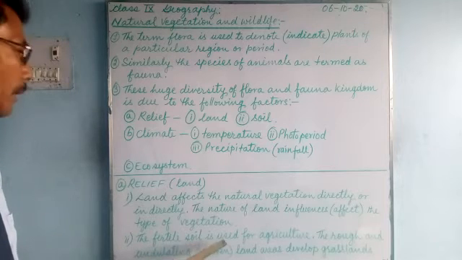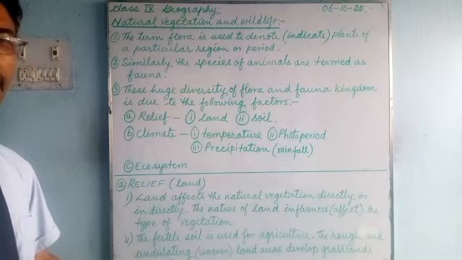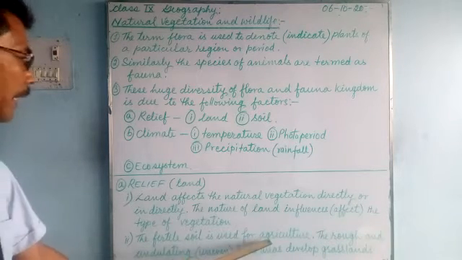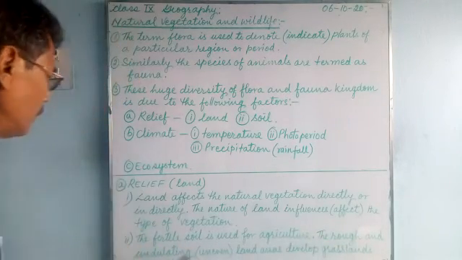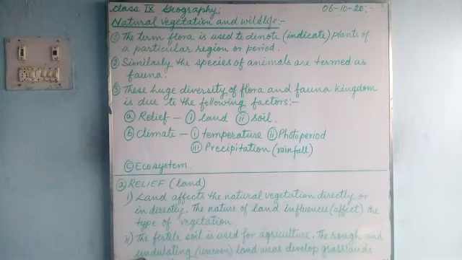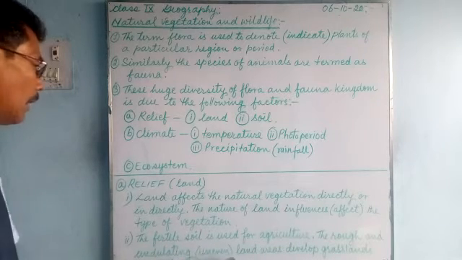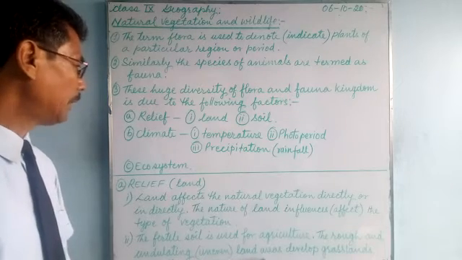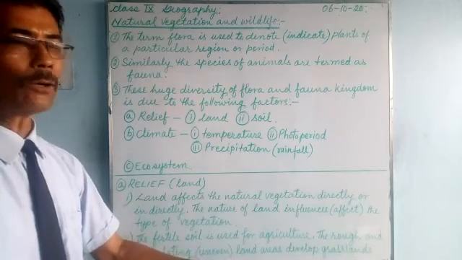Now second, the fertile soil. Generally fertile soil is used for agriculture. Human beings settle and start cultivating the land. The fertile soil is used for agriculture, whereas rough and undulating land, undulating meaning uneven, not flat, is not suitable for farming or cultivation. These areas develop grassland or woodland.